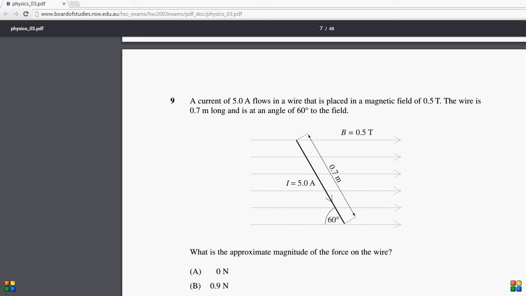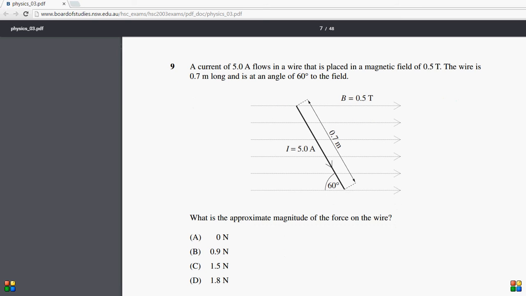Okay, question 9. A current of 5 amps flows in a wire placed in a magnetic field of 0.5 teslas. That is 0.57 meters long at an angle of 60 degrees to the field. What is the approximate magnitude of the force on the wire?